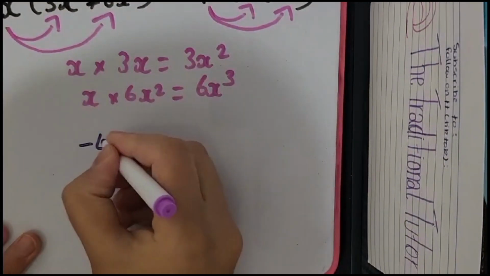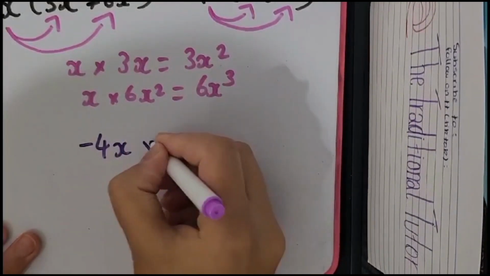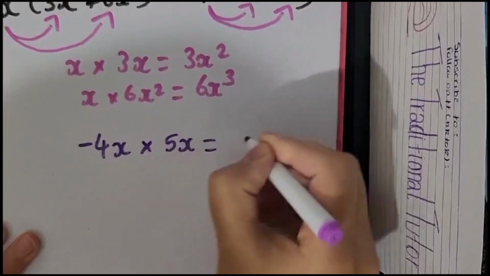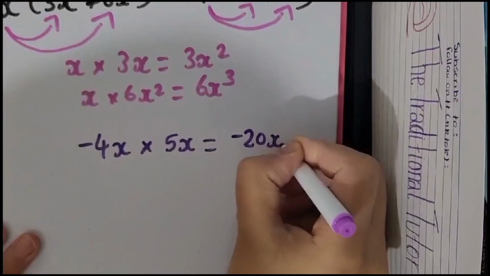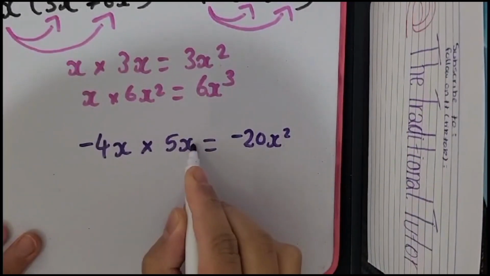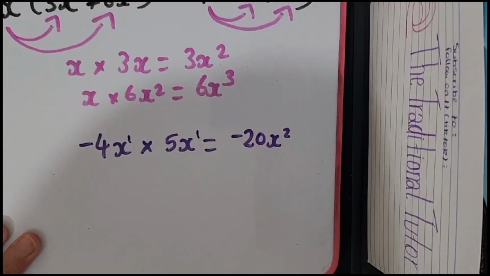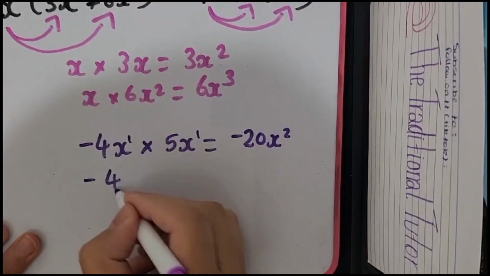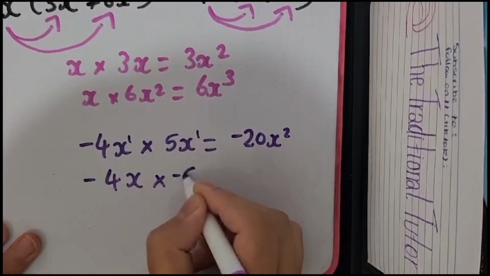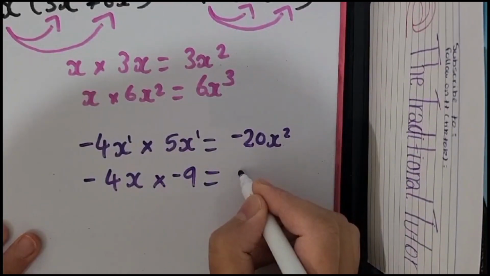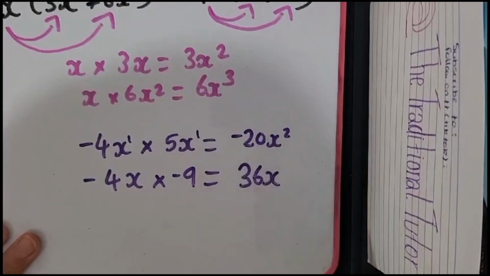So I need to remember to be doing negative 4x times by 5x. That gives me negative 20x squared. Remember, we're adding the powers, which is 1 on both of these x's. And then negative 4x times by negative 9, which gives me positive 36x, okay?